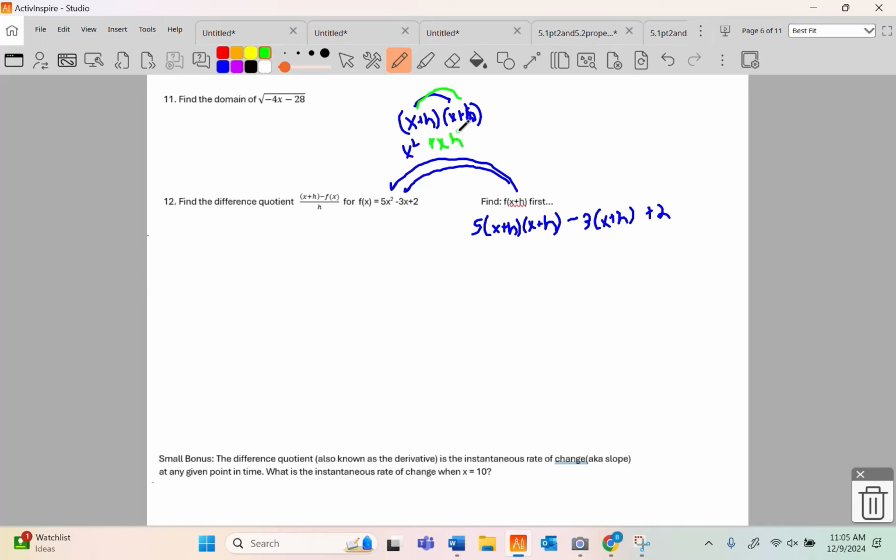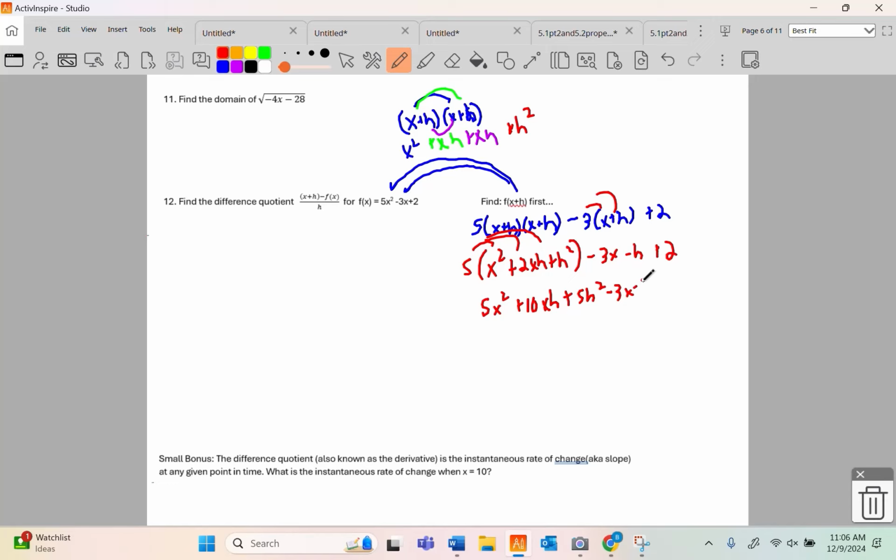plus xh plus another xh plus h squared, which is 2 of those xh's. And every time you do x plus h times x plus h, that's what you get. It's always the same thing. Distributive property minus 3x minus h plus a 2. Distributive property again, 5x squared plus 10xh plus 5h squared minus 3x minus h plus 2.